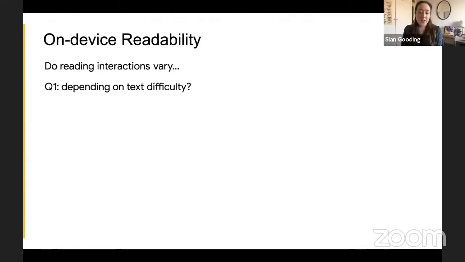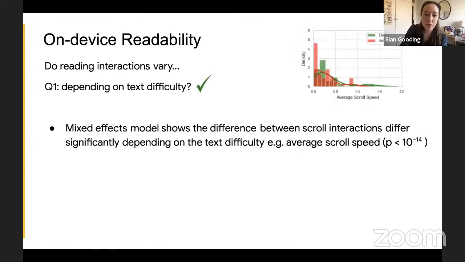The first question we were looking at is, do reading interactions actually vary depending on the difficulty of the text? On average, if people are presented with text that's more difficult, how do the reading strategies vary? We looked at this in a variety of different ways. One of the ways was to use linear mixed effects models to look at the difference between these interactions based on the difficulty of the text. And we found that quite a few interactions did statistically significantly vary depending on whether you were looking at easier text or harder text.